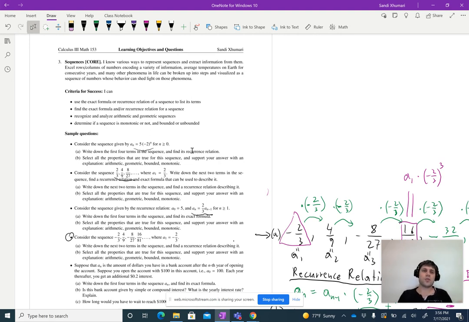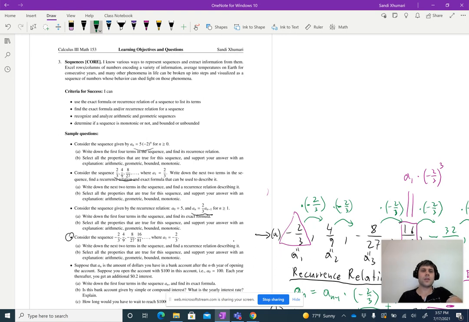In this learning objective, we're just going to consider the basics and focus on these four criteria. First, I can use the exact formula or recurrence relation of a sequence to list its terms. That's, for example, in the first sample question here, you're given the exact formula, you need to list down the terms, or here on the third one, you're given the recurrence relation and you need to list the terms. Sometimes you're just given the terms, like in the second sample question, and you need to figure out either the recurrence relation and the exact formula or both.